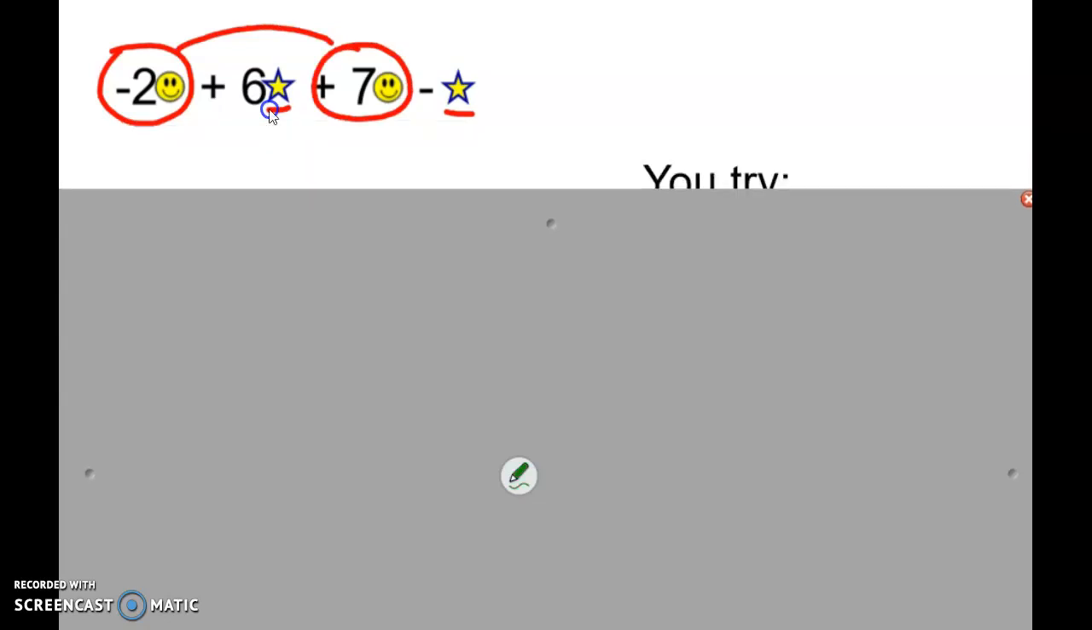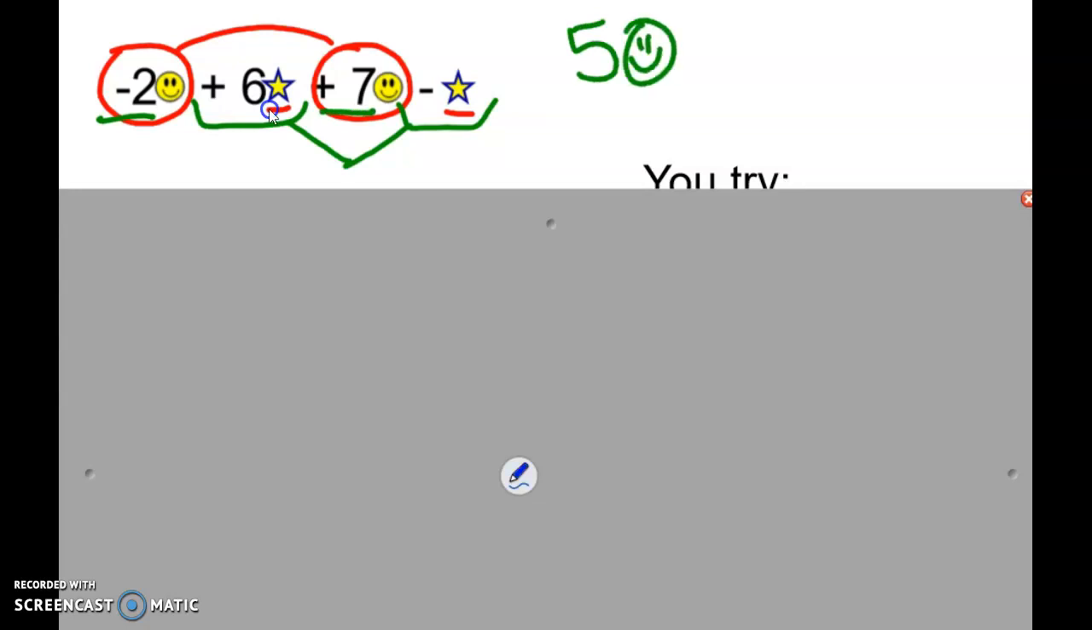Okay, here's another example. So again, I have some smiley faces, but now I also have some stars. Well, the smiley faces and the stars don't match. They're not like terms. But I can take these smiley faces and put those together, and then I can take these stars and put those together, and combine what are like terms and still simplify this expression. So in this one, if I look at the smiley faces, negative 2 smiley faces and 7 smiley faces would give you 5 smiley faces.